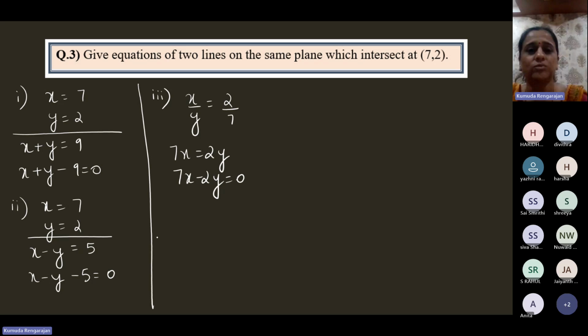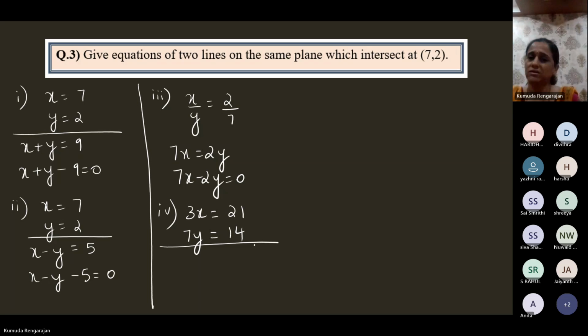We are asked to write only two, but we're just learning how to write many more than two. So you can just find out something like 3x. What is 3 into x? 3 into 7, 21. Then you can find something like 7y. So what is 7y? 7 twos are 14. Now you can add or subtract. So if you add, you get 3x plus 7y is equal to 35. In the standard form, 3x plus 7y minus 35 is equal to 0.